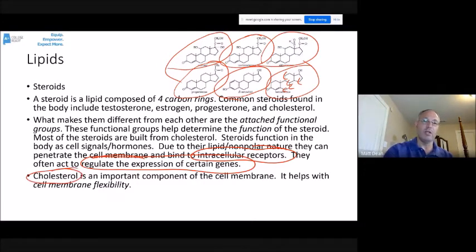Cholesterol, another steroid, is important in the cell membrane. It helps to keep the membrane flexible, and it also helps to keep it from being too liquidy.